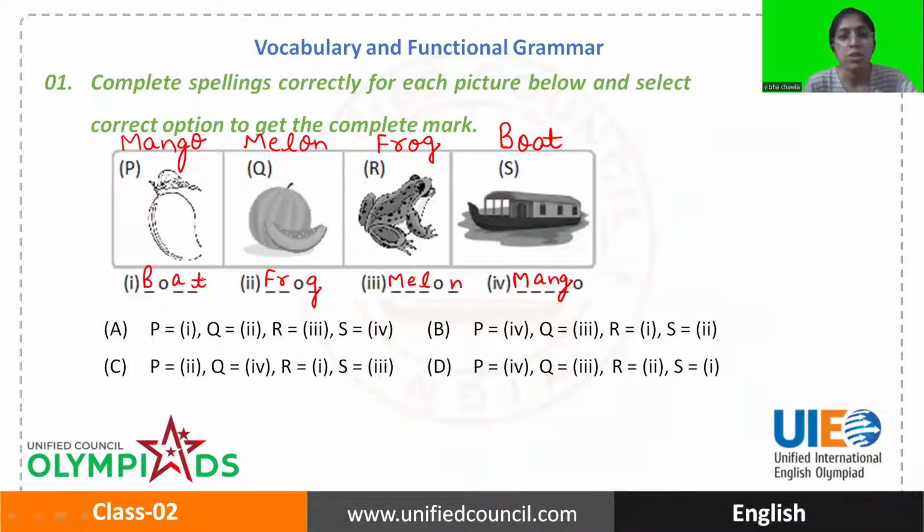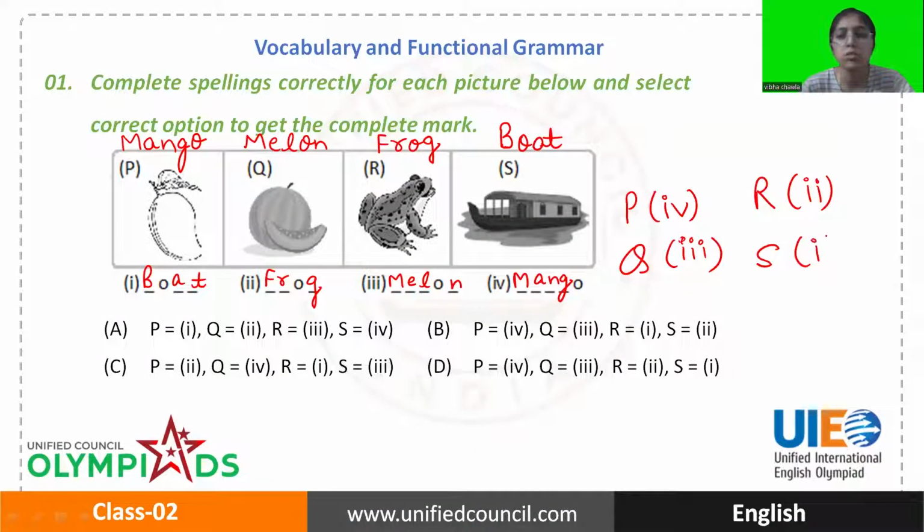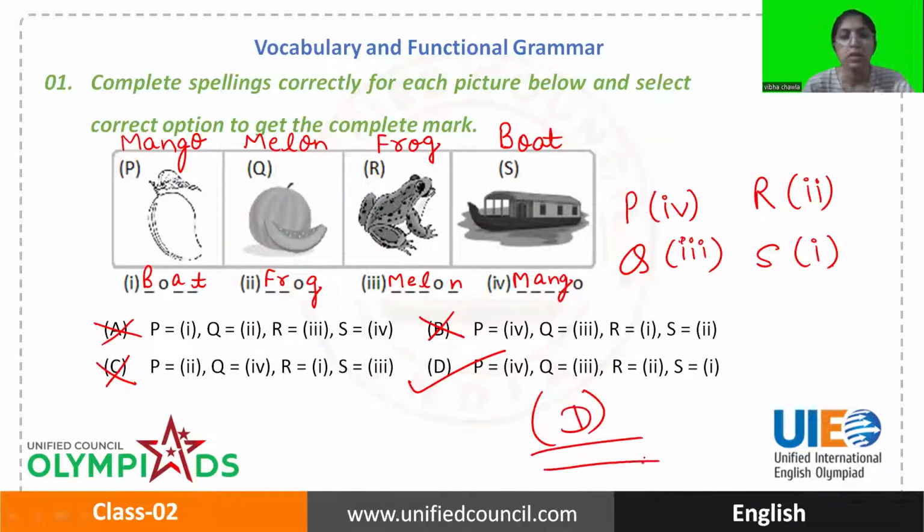So now let's match. P4, Q melon in third, R frog in second, and S boat in first. P4, Q third, these two can be eliminated. R second and S first, this one. Option D. Okay, this matches with our answer, so it is option D.